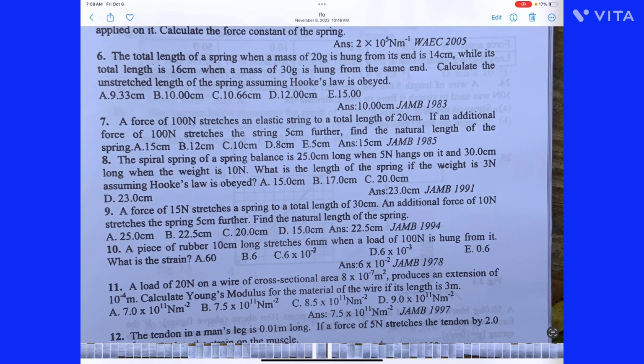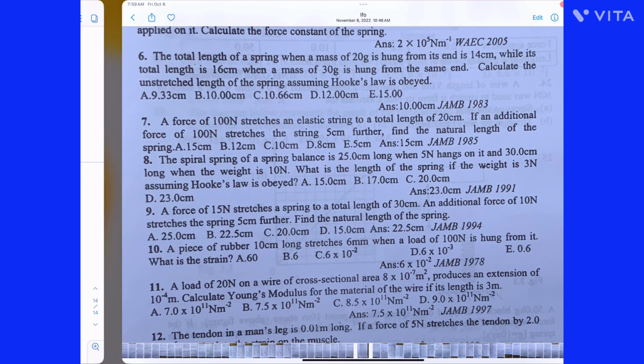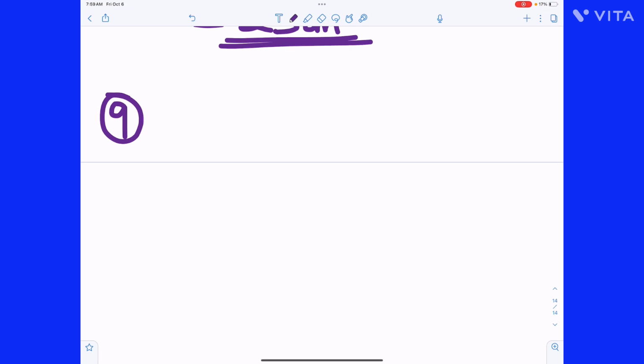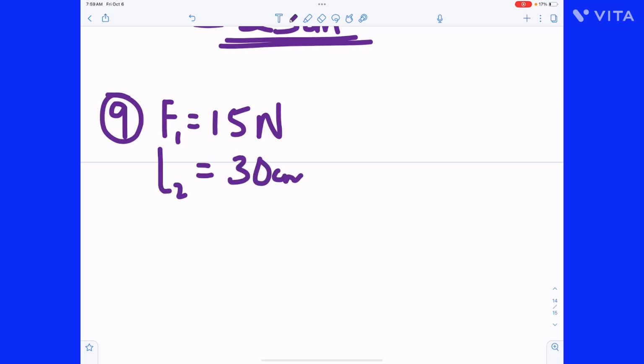Number 9 says, a force of 15 newtons stretches a spring to a length of 30 centimeters. A total length of 30 centimeters. Same way, a force of 15 newtons stretches a spring to a final length of 30 centimeters. So that means it must be coming from some original length that we don't know, but we just know the final length produced. Okay.